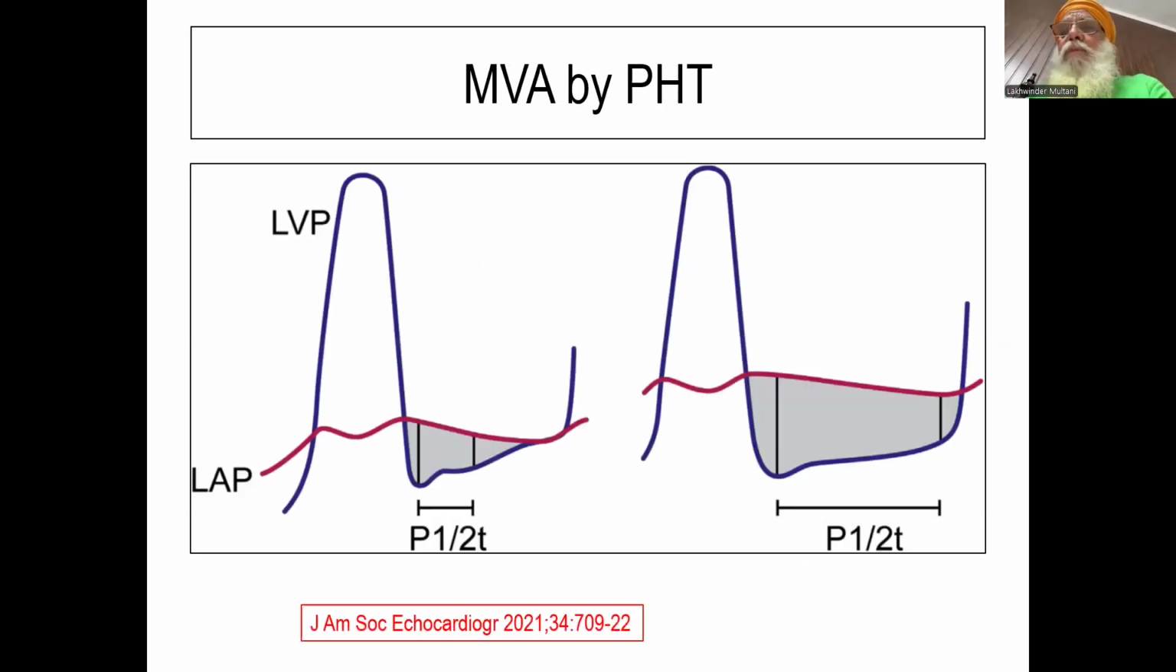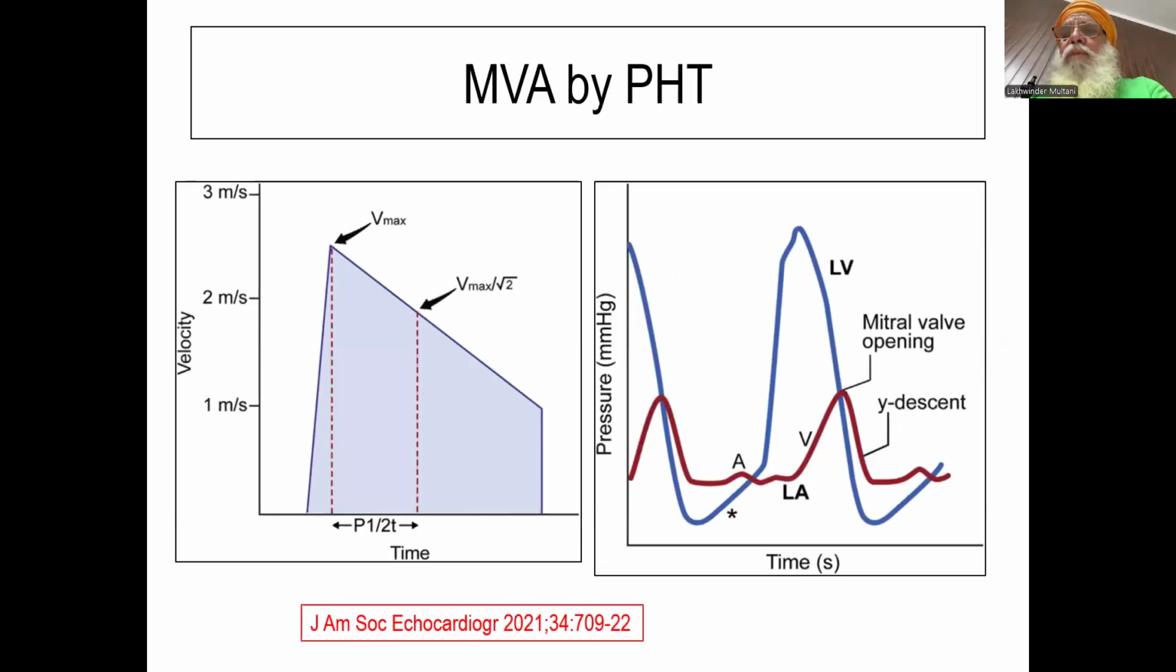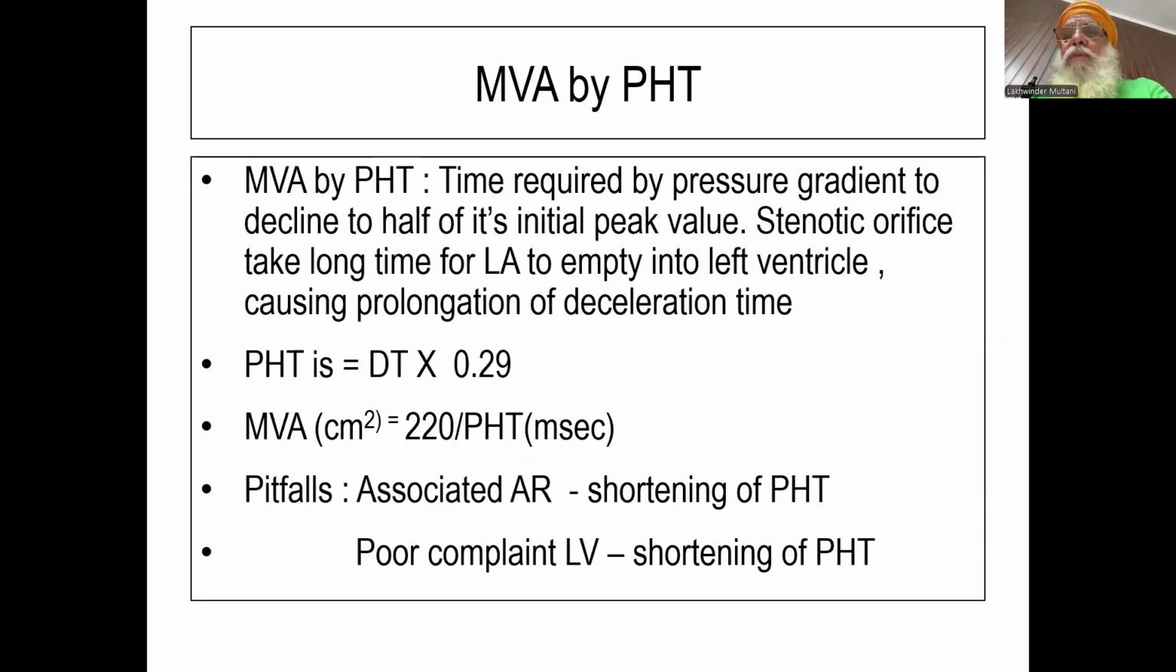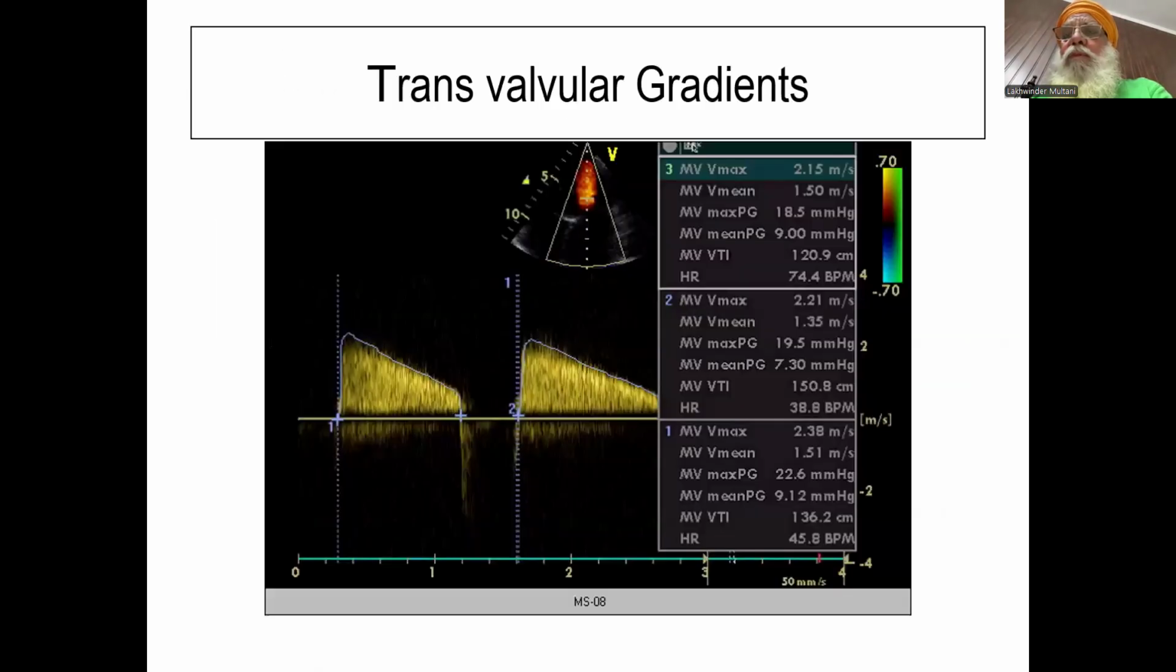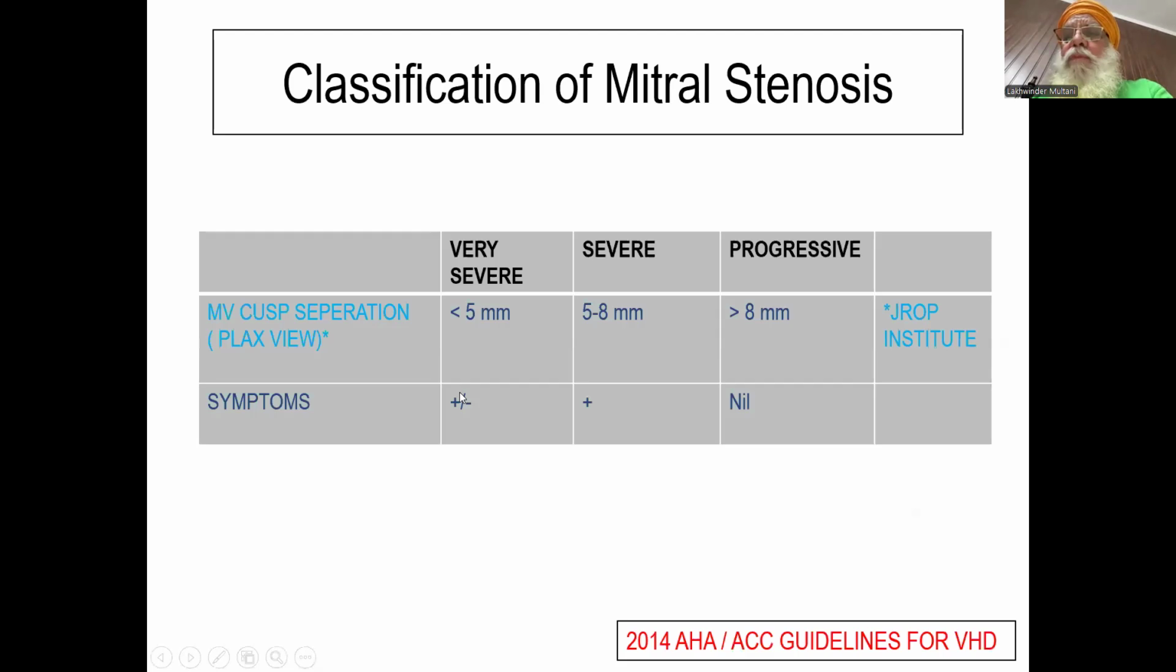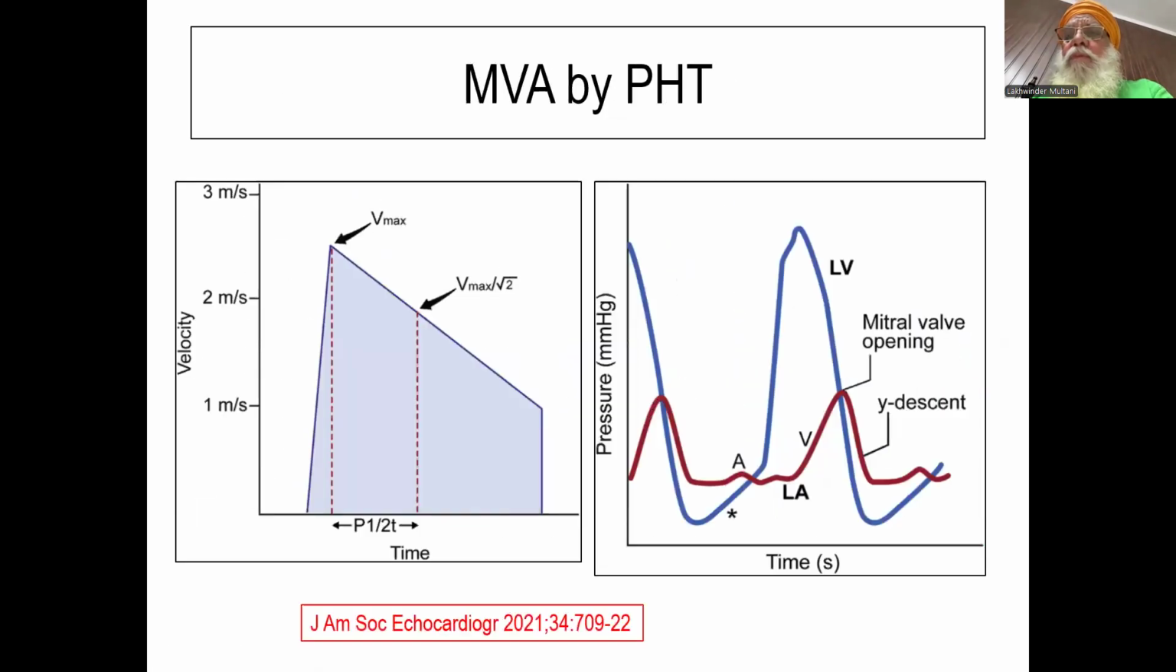Now the next question comes, how to calculate the mitral valve area by pressure half time. What we do is, as I showed in this graph, you trace the Doppler spectrum pattern and then put a line from this point to this point. Once you put a line from this point to this point, the time taken for this pressure to drop to half is known as pressure half time. Suppose, for calculation purposes, the peak velocity over here is 3 meters per second.